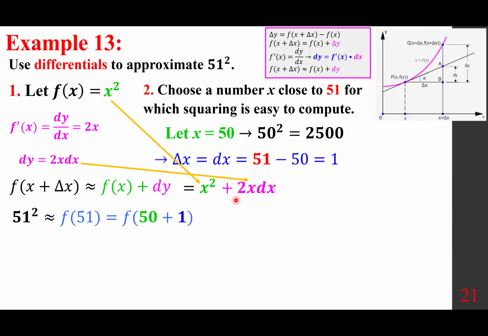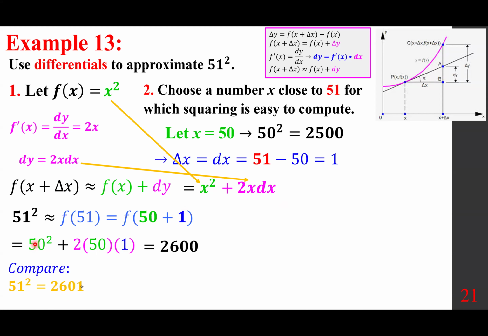You get 50 squared plus 2 times 50 times 1. Obviously, 2 times 50 times 1 is 100. 50 squared is 2500. They add up to 2600, which is obviously very close to the actual value of 2601. And again, the reason it's close is because delta x is extremely small compared to the choice of x.